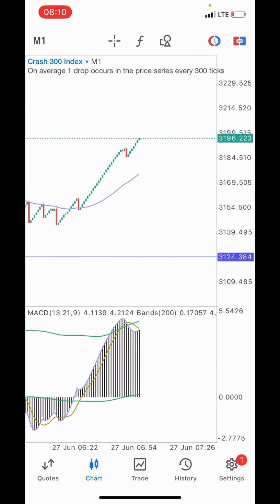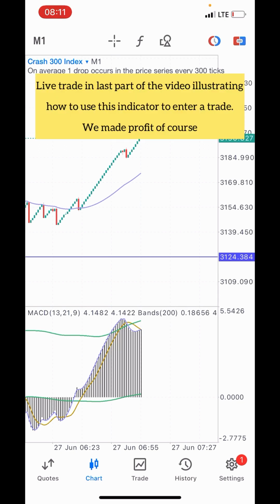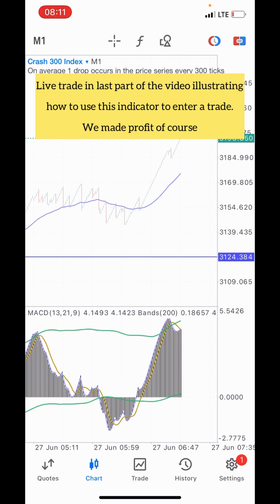So you see that we actually just showed a video of how we're able to smash TP1 and TP2 while waiting to smash TP3. Of course, we are still waiting to smash TP3, but now you've seen that this is a Crash 300, and I'm going to be showing you how to make a perfect scalping from this indicator.